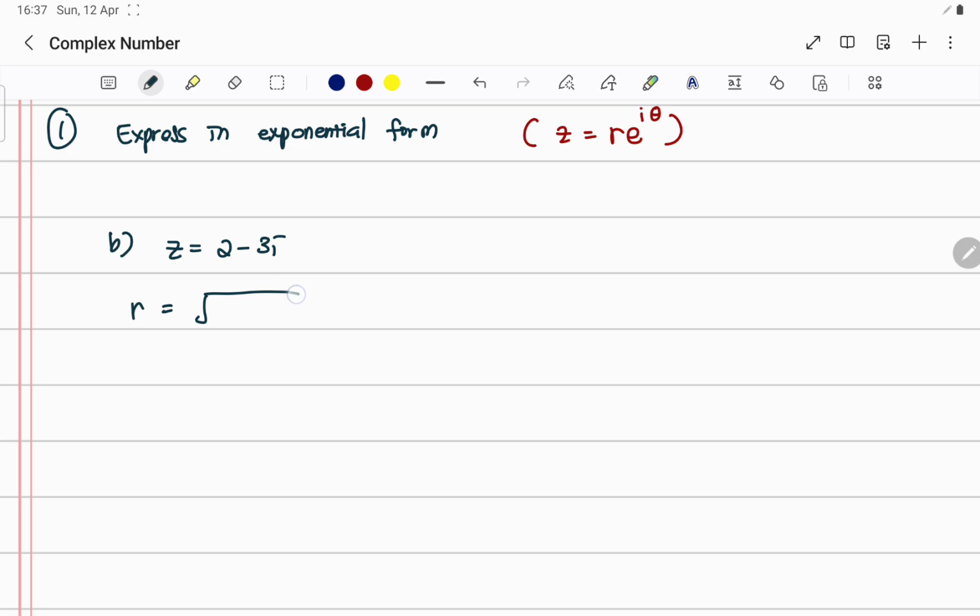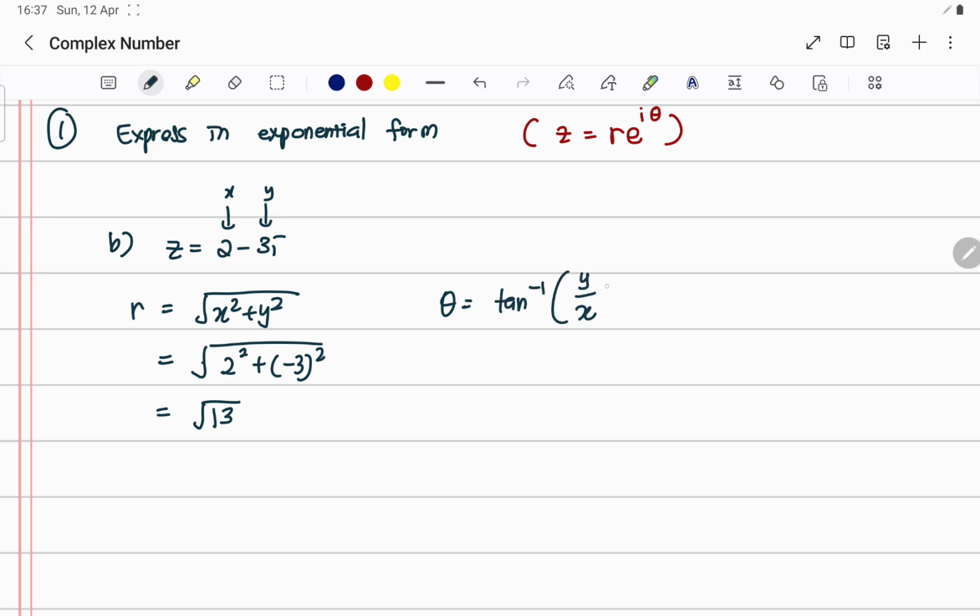r is equal to square root of x square plus y square, where here your x is equal to 2, and negative 3 is your y. So 2 square plus negative 3 square, and here you are going to get square root 13. Then we can find our theta, which is inverse tangent of y over x. So inverse tangent of negative 3 divided by 2. The answer you will get is negative 56.31.